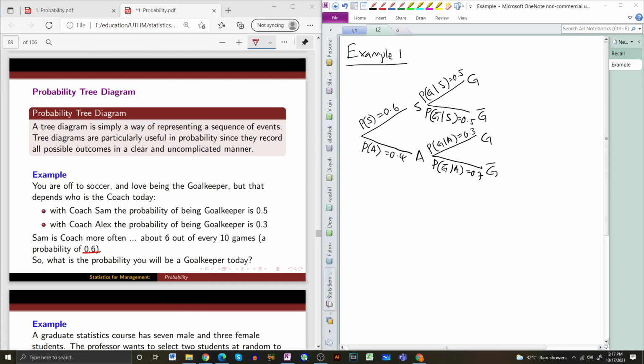What is the probability you will be a goalkeeper? Now, you go by branch. When you multiply, this is actually the joint probability of S and G. So 0.6 times 0.5. Same goes for this branch. This is the probability of S and not goalkeeper, 0.6 times 0.5.